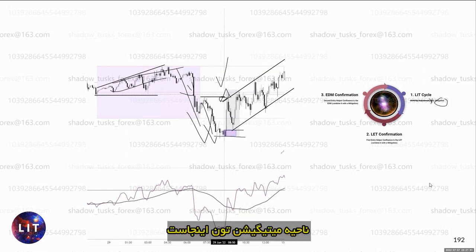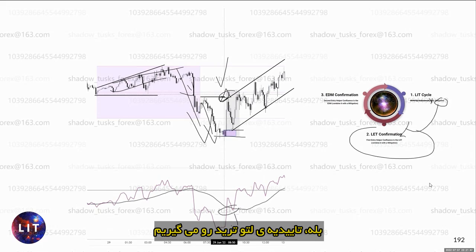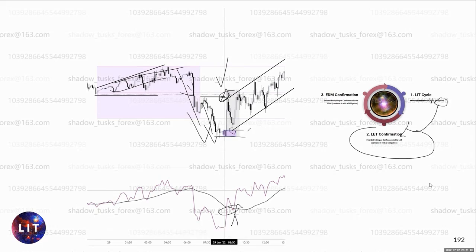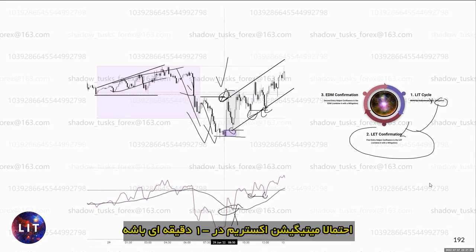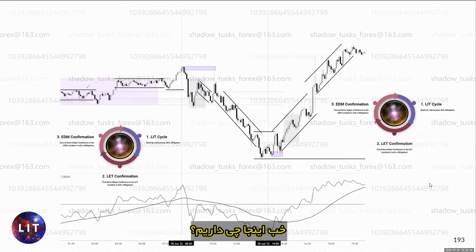Next thing, mitigation. Here's your mitigation area. After the break of structure. LIT confirmation. Boom, LIT confirmation. Take the trade. Okay, EDM trade. Next one in line. Boom, boom. Probably extreme mitigation on M1. Done. Aim for Asia high. Okay, done. Next one, last one actually. Okay, so what did we have here?